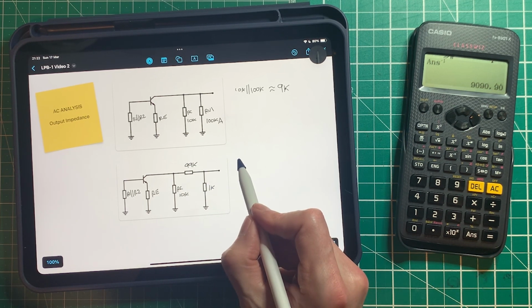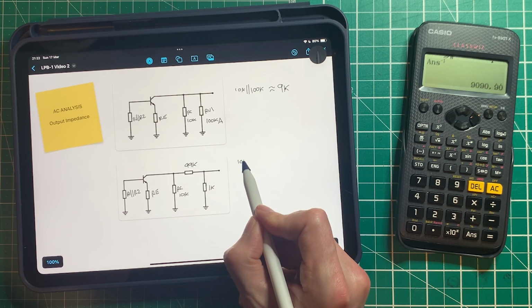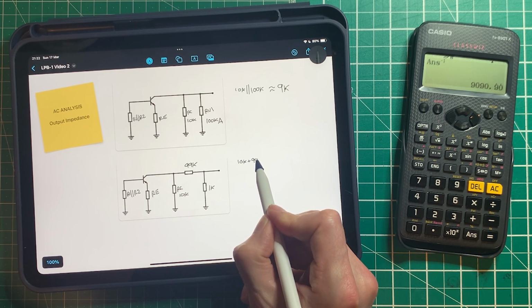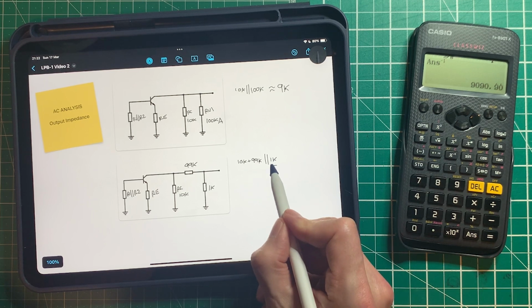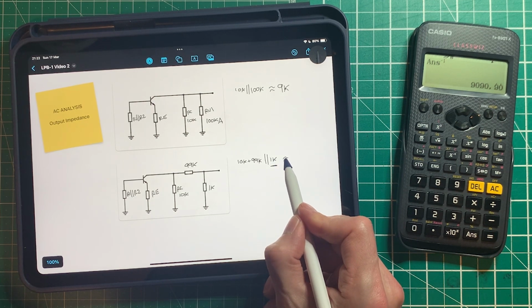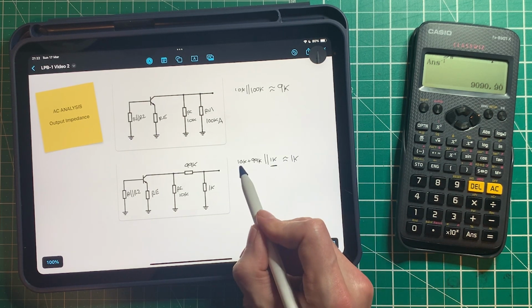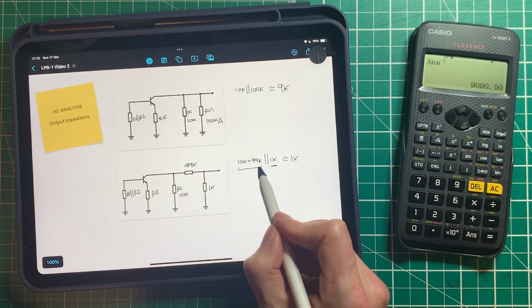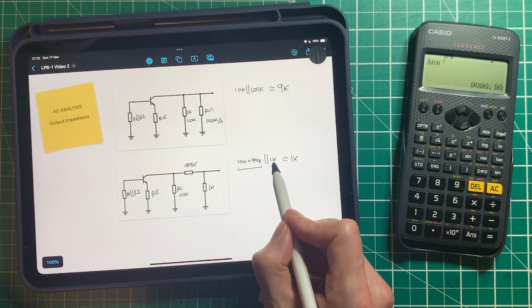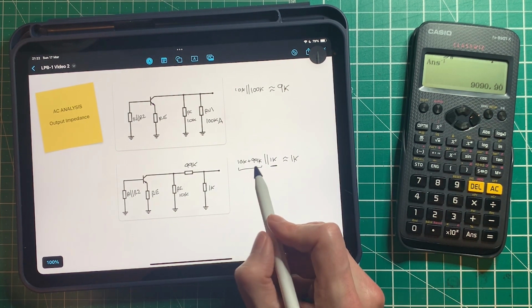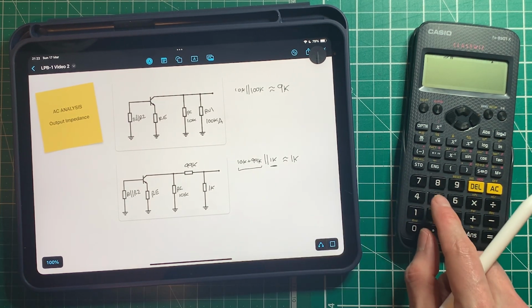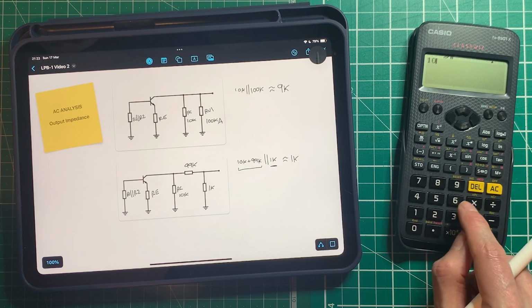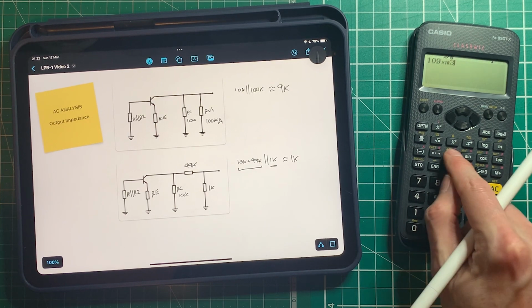So now we've got 10K plus 99K in parallel with 1K. Now hopefully you're just going to say, yes, Stu, that's approximately equal to 1K, because this is so big that it's not going to affect that 1K. Okay, let's just check that. Just don't take my word for it. So 109 times 10 to the 3 to the minus 1.